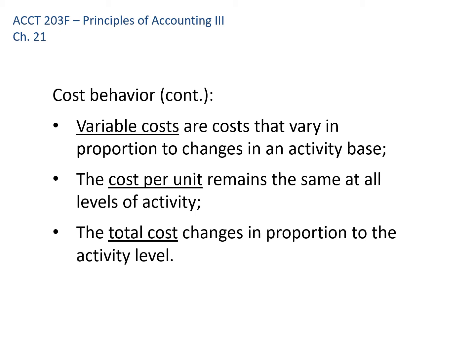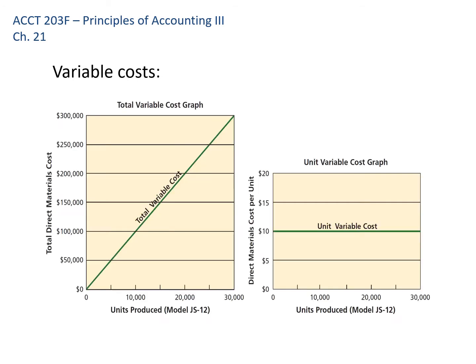And maybe the cost is $5 per meal. So if I admit one patient, the total cost is $5. If I admit 100 patients, the total cost is $500. So in that case, the cost per unit, or the cost per admitted patient overnight, stays the same, but the total cost goes up as the activity level goes up.